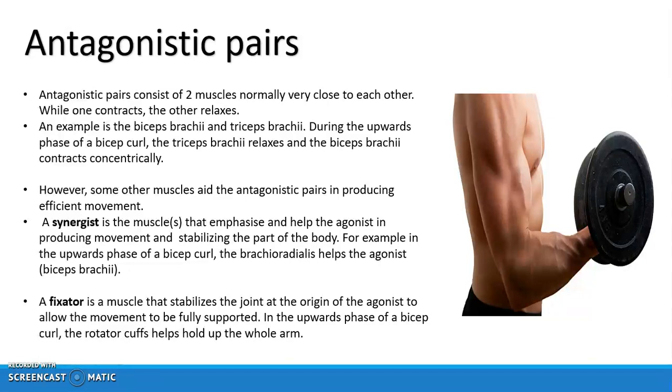However, some muscles aid the antagonistic pairs in producing efficient movement. A synergist, for example, is the muscle or muscles that emphasize and help the agonist in producing movement and stabilizing part of the body to allow full efficiency for the movement. For example, in the upwards phase of the bicep curl, the brachioradialis helps the agonist, which is the biceps brachii, and holds up the arm.